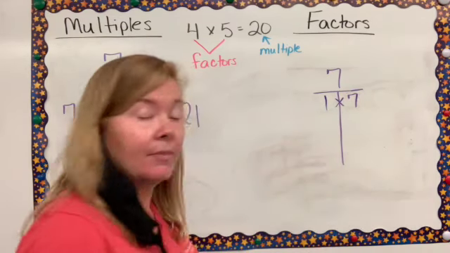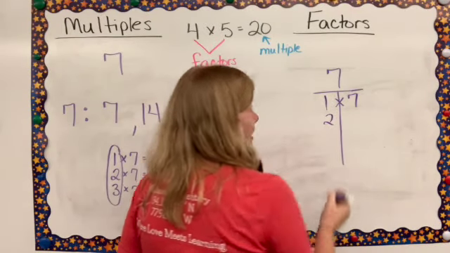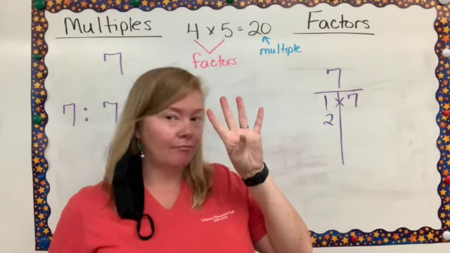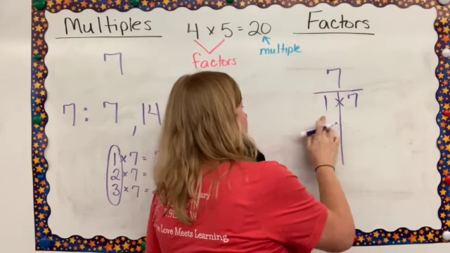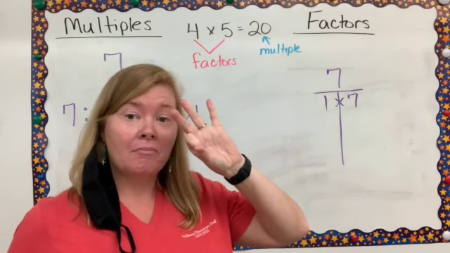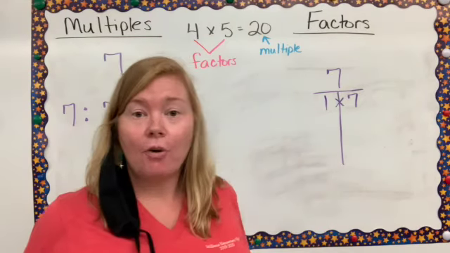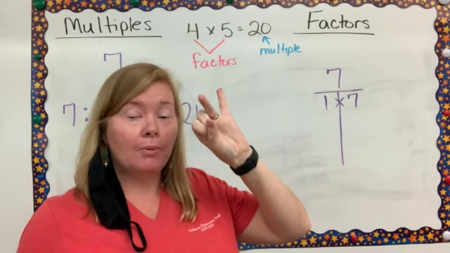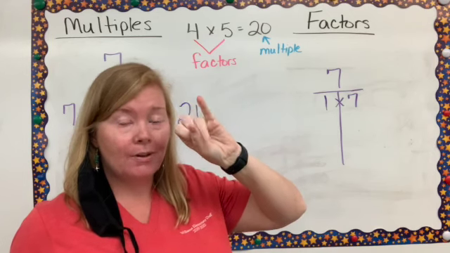All right. Now let's trial and error. 2. When I count by 2s, do I say 7? 2, 4, 6, 8. Nope, I skipped right over. I went from 6 to 8. So nope, 2 doesn't work. Let's try 3. 3, 6, 9. Nope, I went from 6 to 9. 3 doesn't work. Let's try 4. 4, 8. Nope. And once that happens, once you're like, oh, 4, 8, nope.